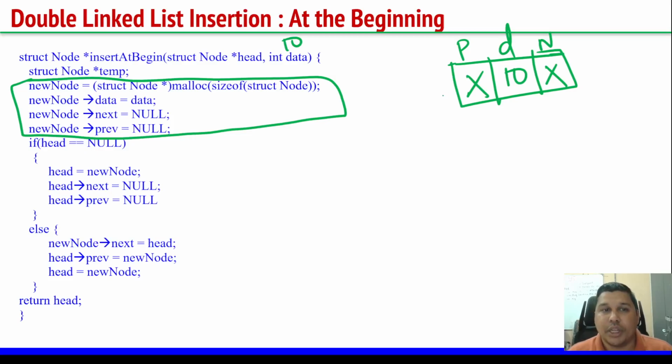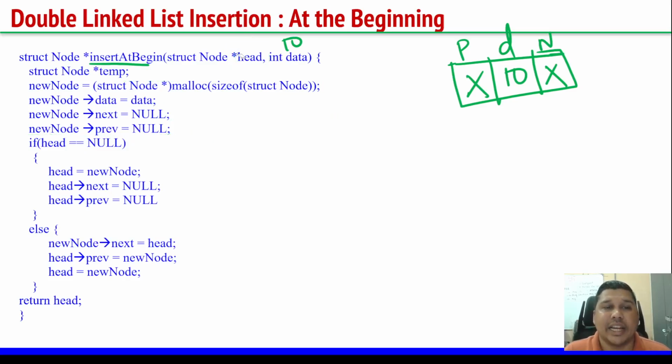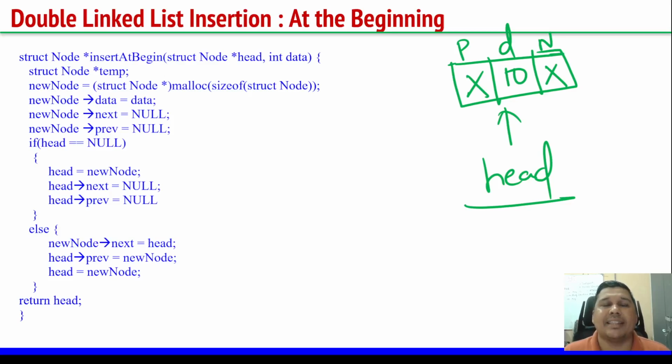This is fine. Now, to this function insert at begin, I am giving the address of the head. Assume if head is null, it means there is no element in the linked list. This is the first element if you assume. In that case, what do I have to do? I have to make this my head, right? If there is no element in the list, I have to make this my head. Then my job is done, because this is the first element in the double linked list.